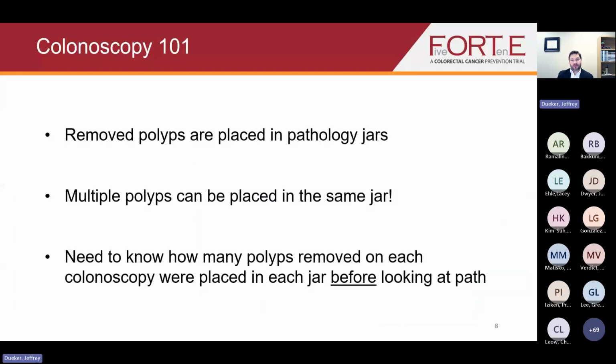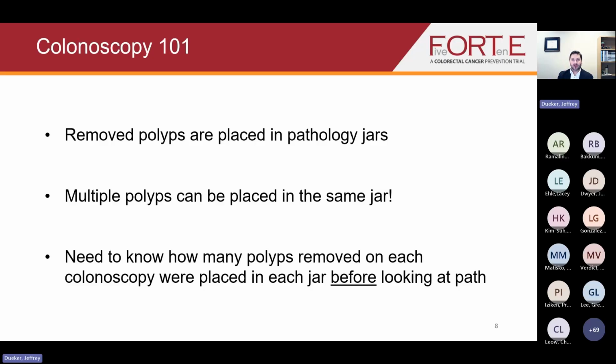So whether they're removed by biopsy or by cold snare, they're placed in jars. Now, what is also difficult is there's no standardization about how they're placed in jars. Some people place them per polyp or even per section, say like the right colon or ascending, the transverse, the descending. If there are polyps in multiple places, they'll drop them off in different jars.